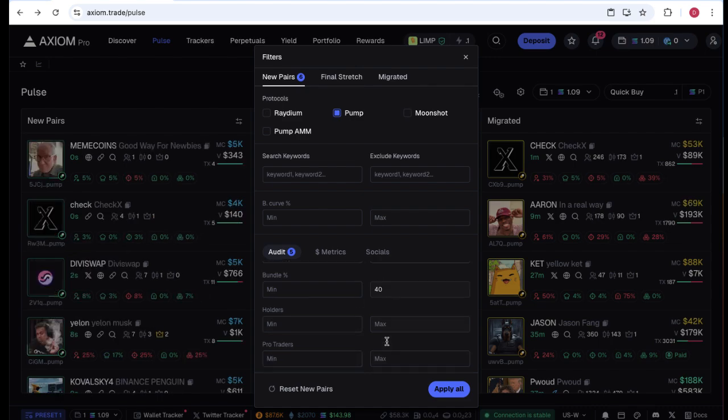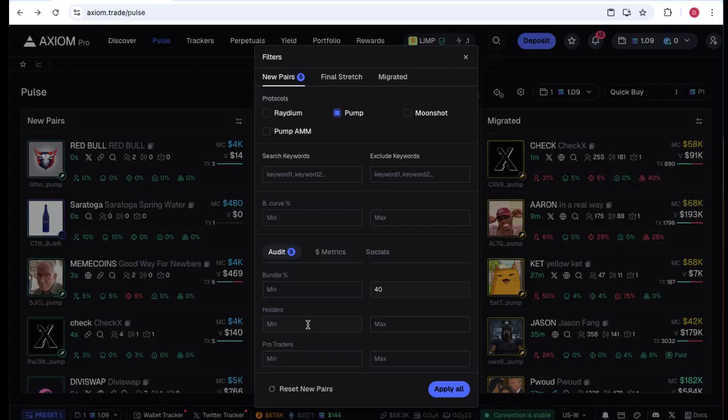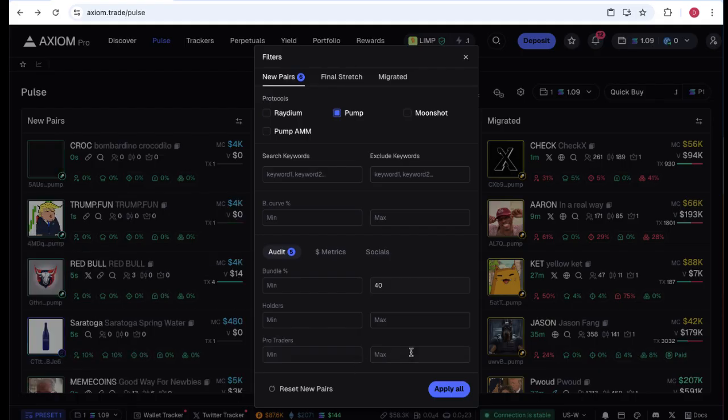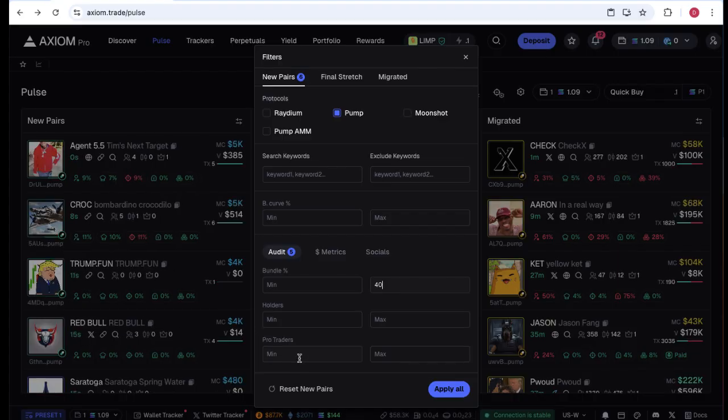Holders, I'm going to leave the holders blank. We're snipers, so we literally don't care how many holders are in the token. We don't mind going first. If the information is there, we're going to take that shot. Pro traders, we leave it blank as well. Sometimes it's good to see a few pro traders, because pro traders have similar minds and they think alike, and if they're all investing in the same thing, it's typically a good token. But I don't have to exclude or put anything in this section, so we're going to leave that blank.